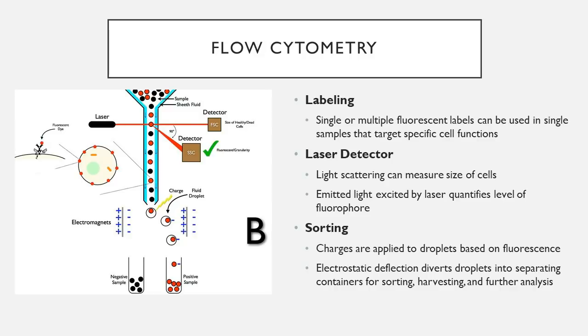Next, this mixture of cells and proteins is flowed through the flow cytometry unit, where a laser shines on the fluorescent tags, and the emitted light is detected and quantifies the level of that particular fluorophore. From there, you can even get sophisticated units that also incorporate light scattering units that can measure the size of the cells, and can also sort depending on the location of those fluorescent tags, using electrostatic deflectors that divert different droplets into separate containers. So you can separate out cells and proteins into different collection vials.